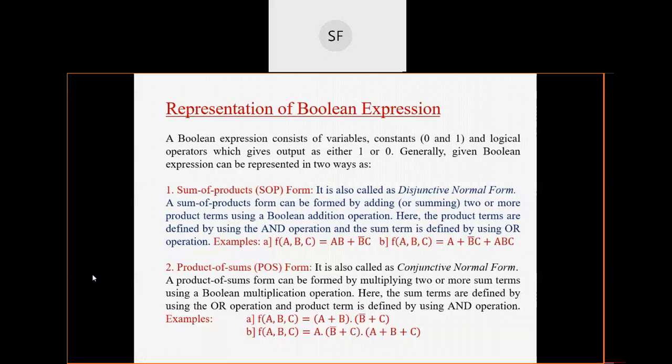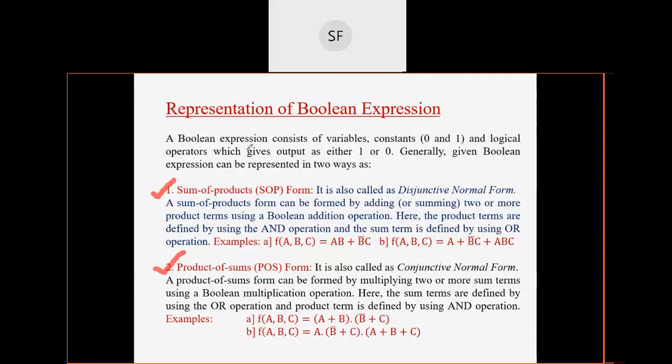So now we will talk about the representation of Boolean expression. Mainly, Boolean expression can be represented in two ways, and these are very important. Two ways are nothing but two different forms. First form is sum of products, that is SOP form, and second one is product of sums, that is POS form.